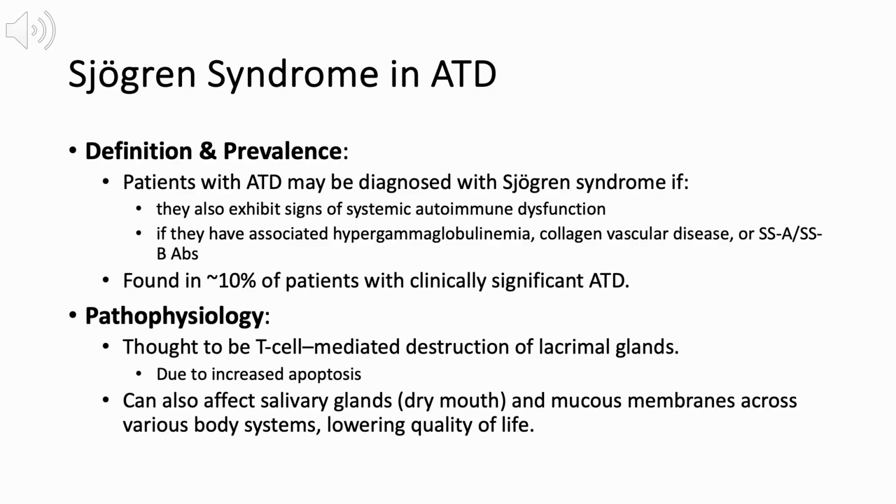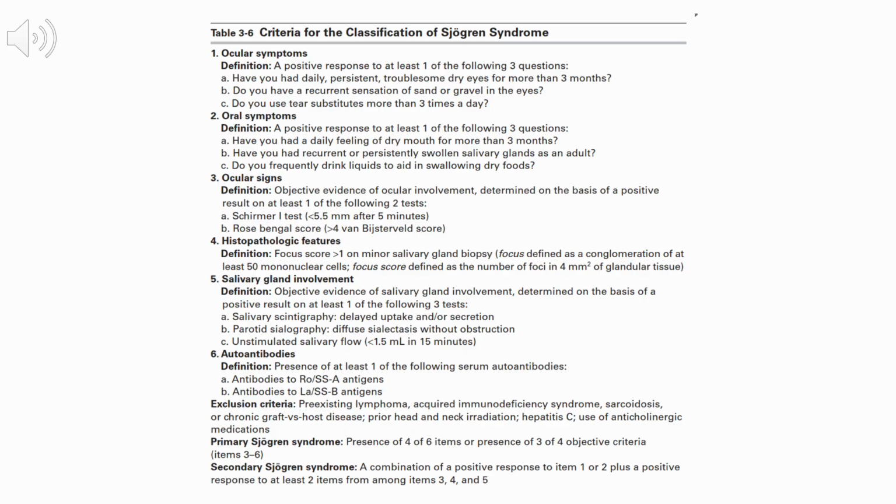The underlying pathophysiology is believed to involve T-cell-mediated destruction of the lacrimal glands, primarily due to increased apoptosis of glandular cells. This autoimmune attack results in reduced tear production. Sjogren's syndrome can also affect other mucous membranes, particularly the salivary glands, leading to symptoms like dry mouth. The involvement of multiple body systems can significantly lower a patient's quality of life. The criteria for the classification of Sjogren's syndrome, shown in detail below, can be summarized briefly as follows.